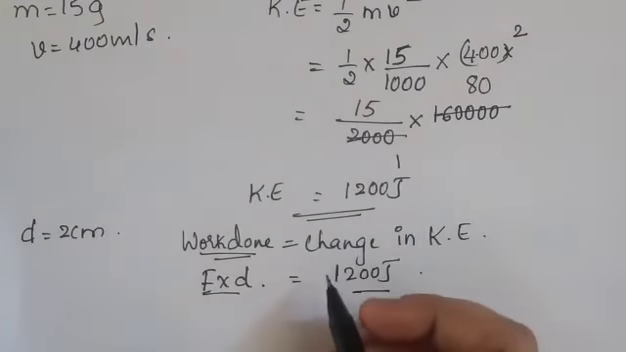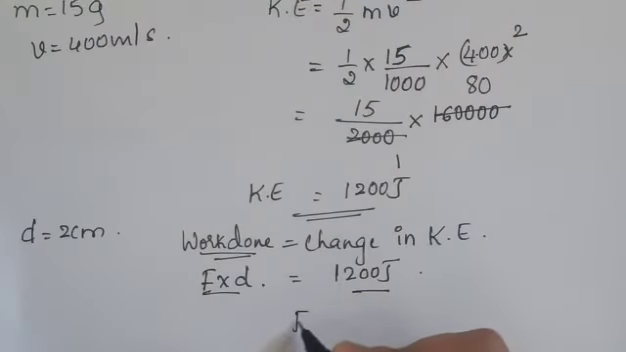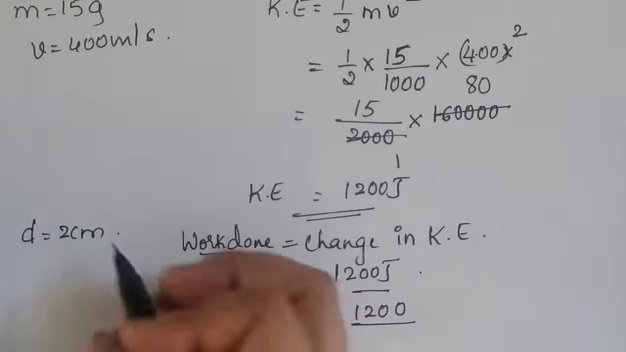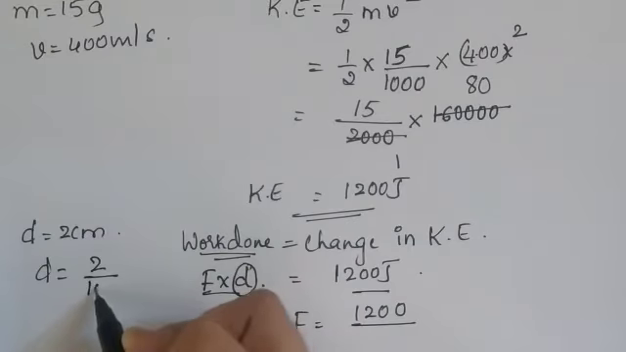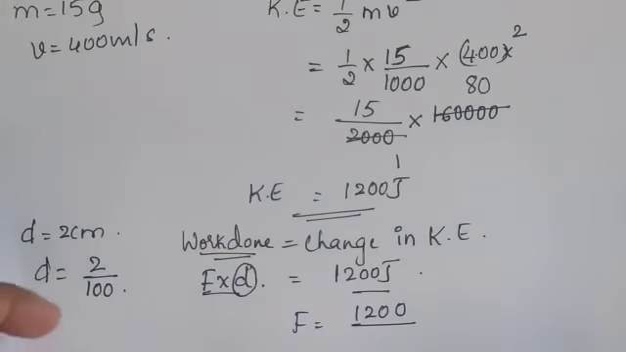Now let me simplify this. That is F equals 1200 divided by d. That is how much displaced, 2 centimeter. 2 centimeter I have to convert into meter, so I am going to write 2 divided by 100. By this I can convert centimeter into meter here. 1200 divided by 2 divided by 100. Okay, let me simplify this.